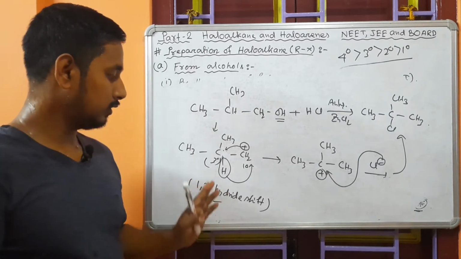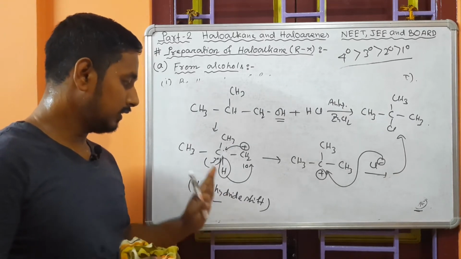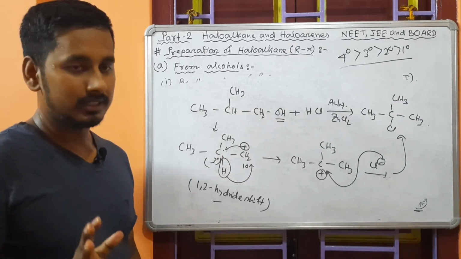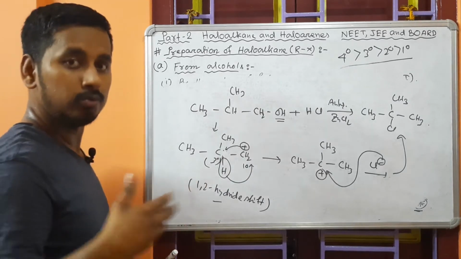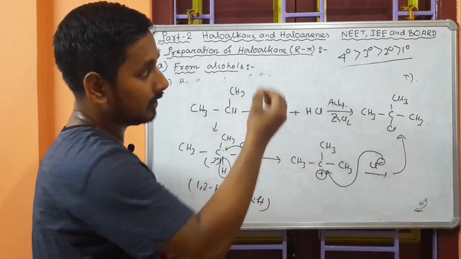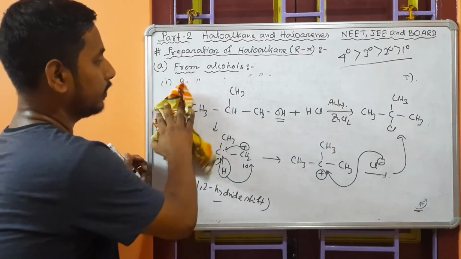These things, the 1,2 methyl shift and 1,2 hydride shift, will happen due to carbocation stability. Remember these things, due to the carbocation stability, and we know that the 4 degree carbocation is more stable than 3 degree, then 2 degree, then 1 degree. These things we have to remember.